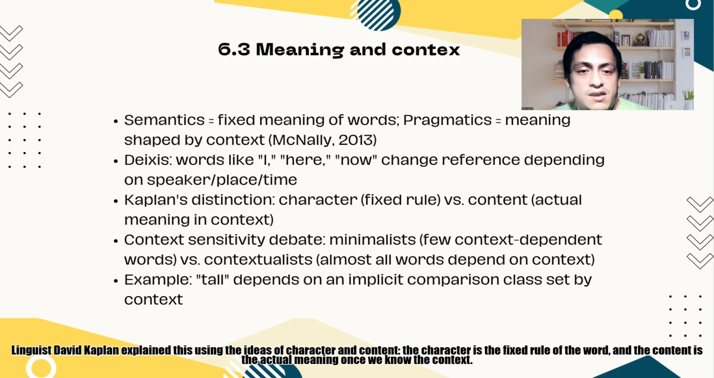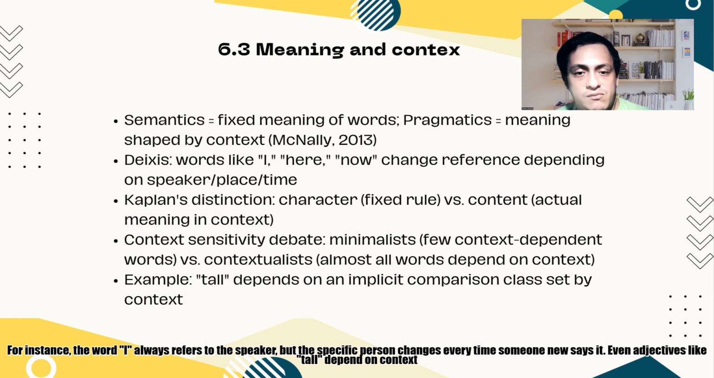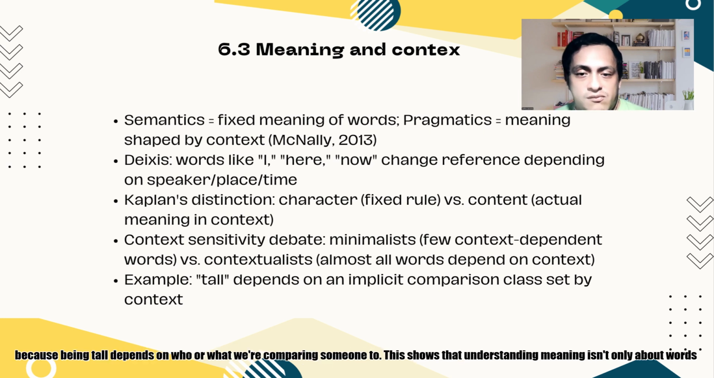The linguist David Kaplan explained this using the ideas of character and content. The character is the fixed rules of the word, and the content is the actual meaning once we know the context. For instance, the word I always refers to the speaker, but the specific person changes every time someone new says it. And even adjectives like tall depend on context, because being tall depends on who or what we're comparing someone to. This shows that understanding meaning isn't only about words.